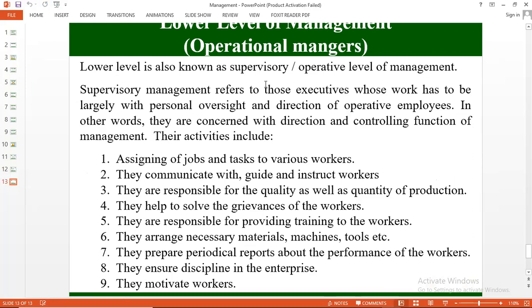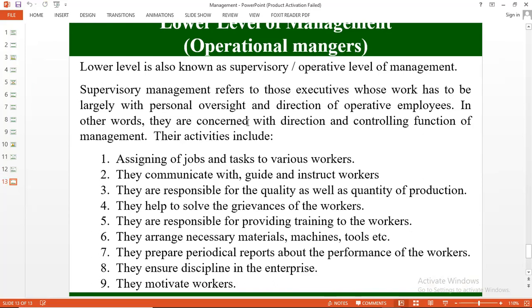Afterwards, in the last, the lower level management lies in the operational managers, and labor supervisors and foremen lie in this aspect. Lower level is known as the supervisory, operative level of management, because they normally deal with laymen, and we can say these people also deal with the workers, co-workers. Furthermore, supervisory management refers to those executives whose work has to be largely with personal oversight and direction of operative employees.